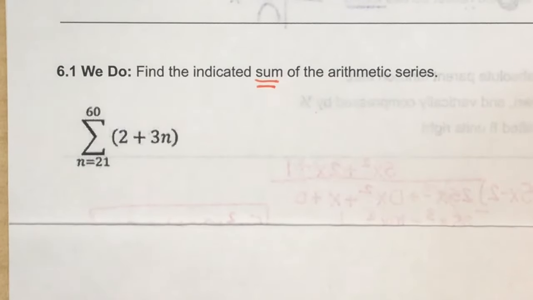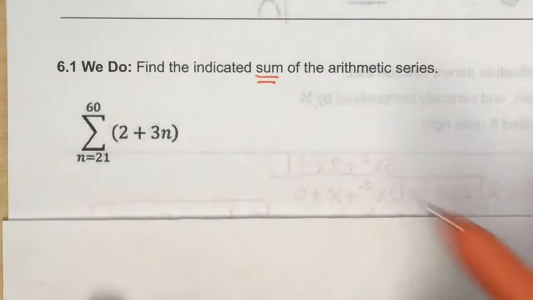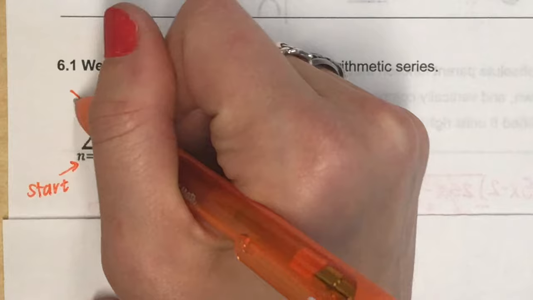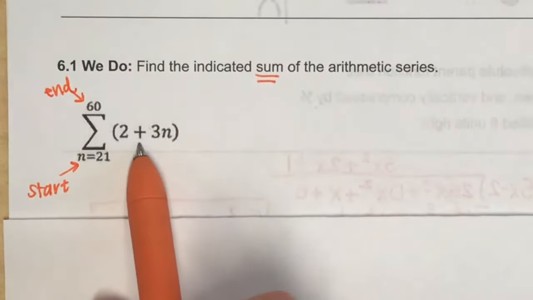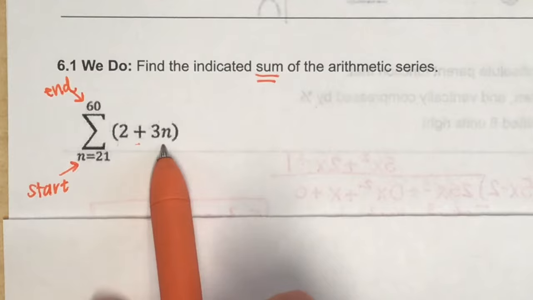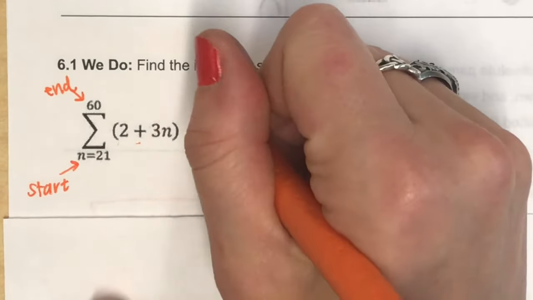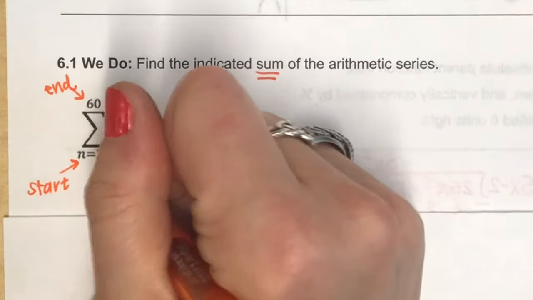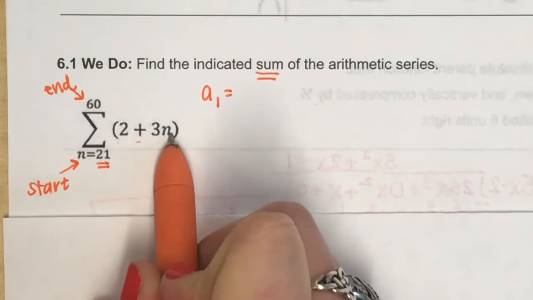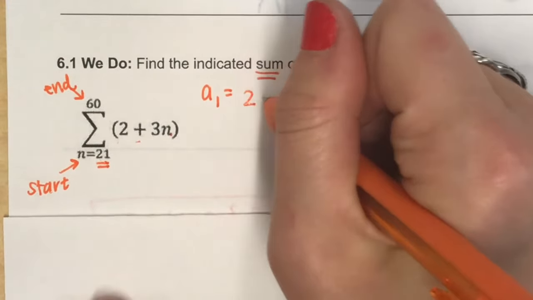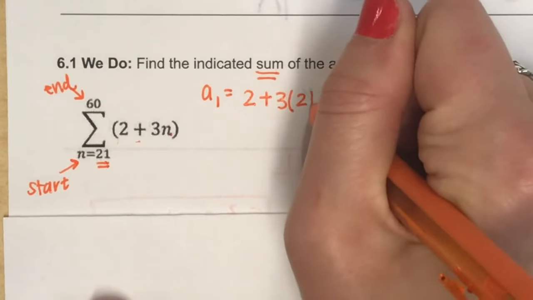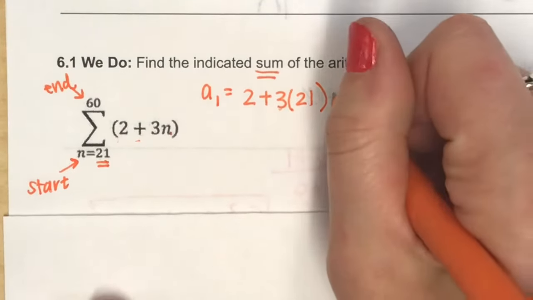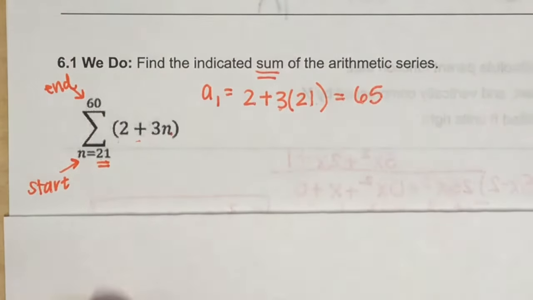First thing I want to do is figure out where I start and where I end. This number down here is your starting point. This number up top tells you your ending point. And this over here is the equation that you're going to plug it into. So the first thing I want to find is my first term. My first term is when I plug in the 21 for the n. So my first term is going to be 2 plus 3 times 21. If I multiply 21 times 3, and then add 2, I'm going to get 65.